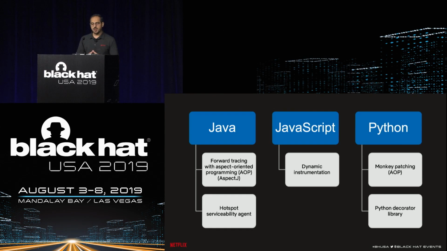In JavaScript, you can use dynamic instrumentation. In Python, we use monkey patching and the Python decorator library. And we're still investigating those as well.